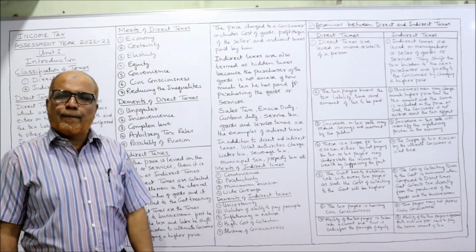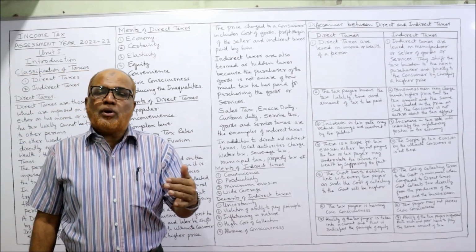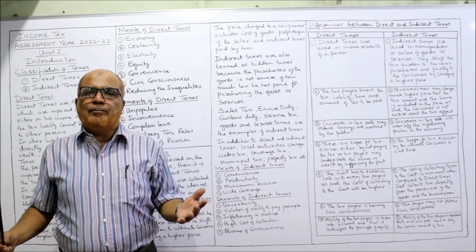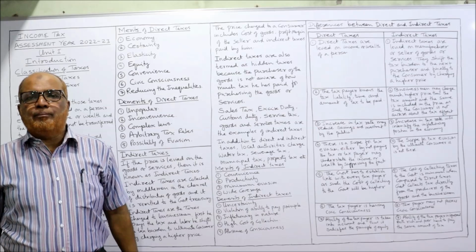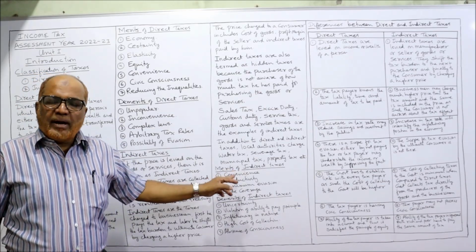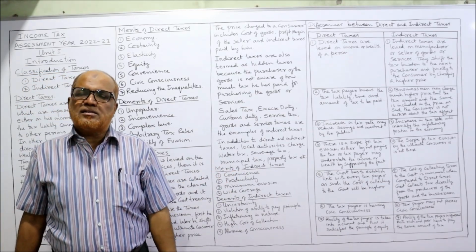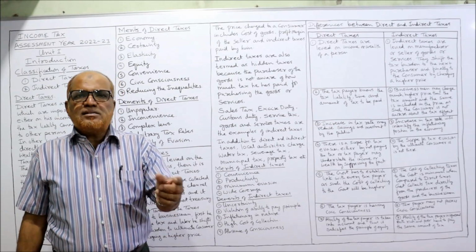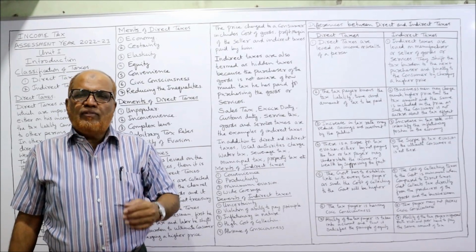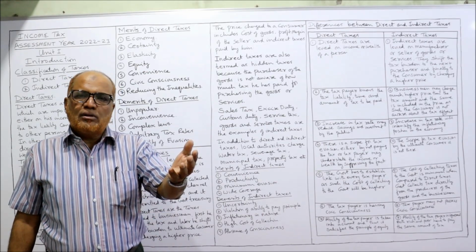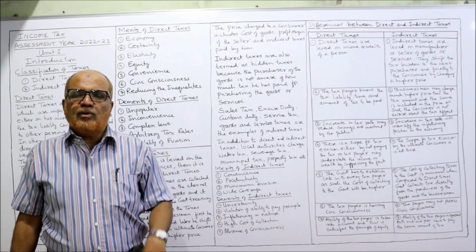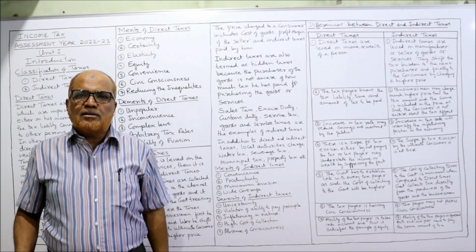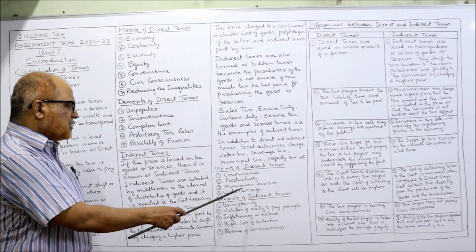Then minimum evasion. Tax evasion possibility is there in direct taxes, by not showing the income, by showing less income. But in case of indirect taxes, tax evasion will be very low because the taxes are included in the prices. When we pay for goods, the taxes are included in the price of the goods, so we will not feel the pinch. So everybody will pay it. So it is minimum evasion.